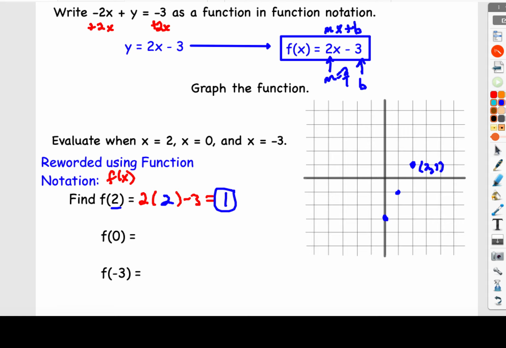Notice taking us right through 2, 1 there. Up 2, right 1, up 2, right 1. Or we can go down 2 and left 1. Down 2 and left 1. So I could, again, get a point down there. The more points we have, the easier it is to draw a nice straight line.